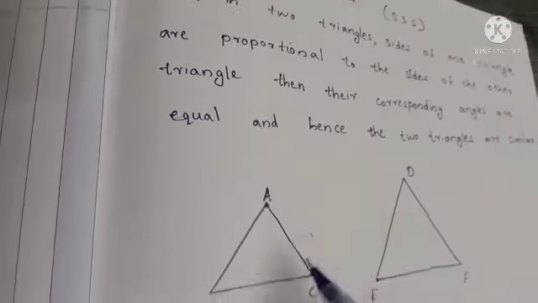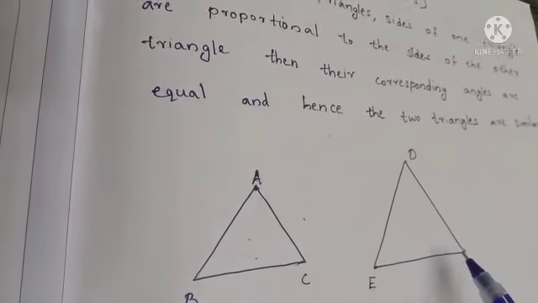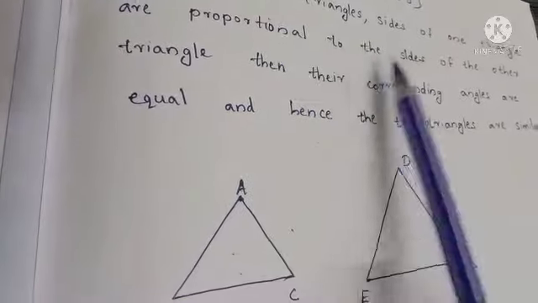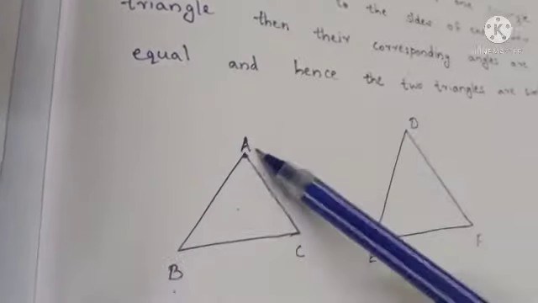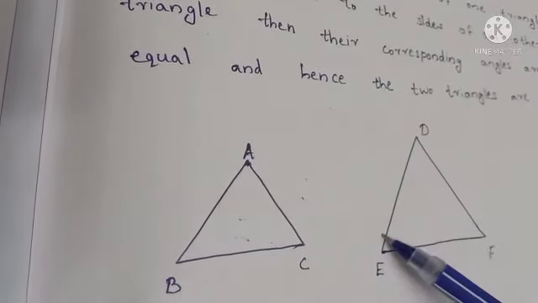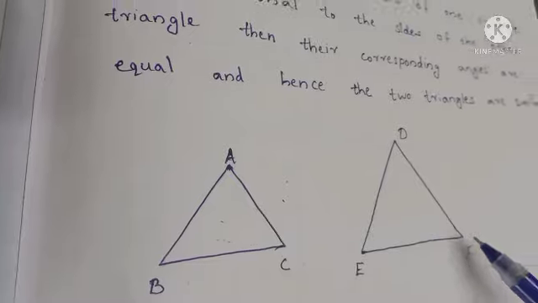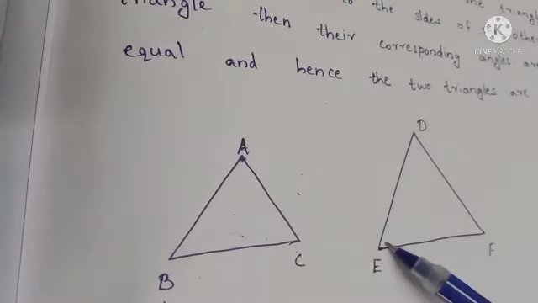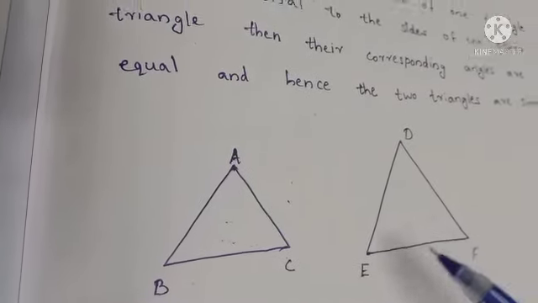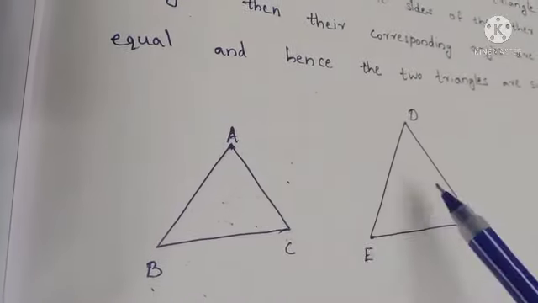As in the statement, there are two triangles. Here I took triangle ABC and triangle DEF. In the statement it is given that the sides of one triangle are proportional to the sides of the other triangle. So here I will take AB by DE equal AC by DF equal BC by EF. Clear? Then we have to show that the corresponding angles are equal and hence the two triangles are similar.